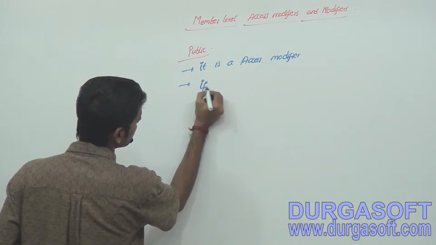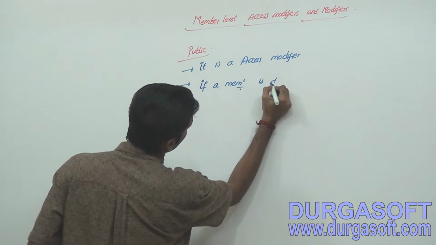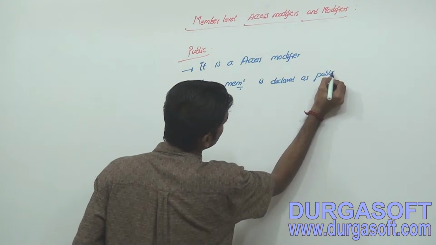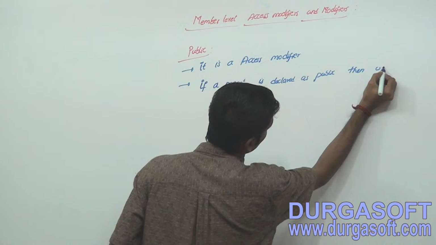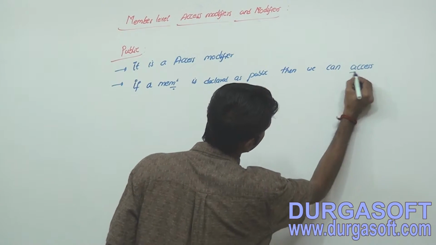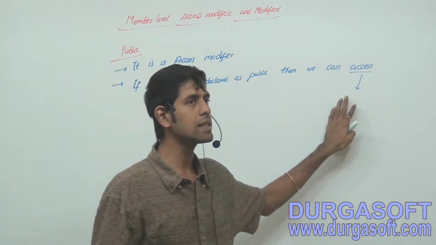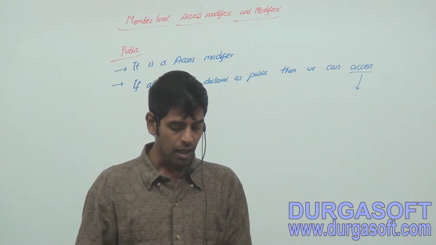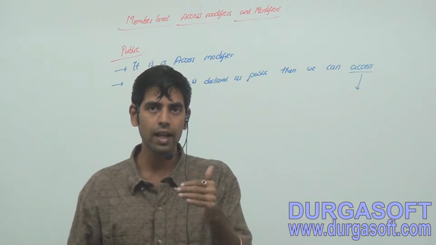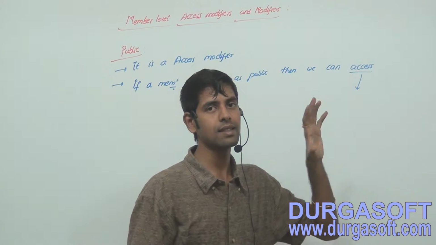Let me go with this first. If a member is declared as public, then we can access it. The most important thing is access. What is this access? We have a technical meaning for this access, for the guys who do not have the knowledge. I hope you know the technical meaning of access.